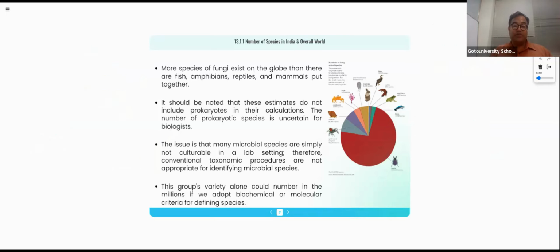Now, we're entering the next important concept: this group varies alone. This group could number in millions if we adopt the biochemical or molecular criteria for defining the species, right? Any one of the students having doubt in this regard, please ask me.